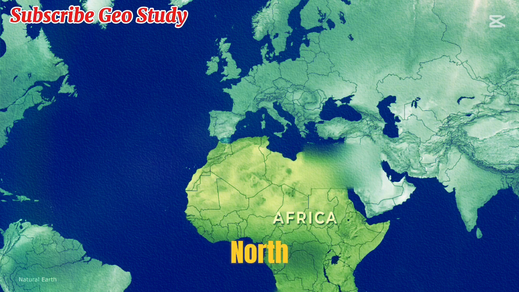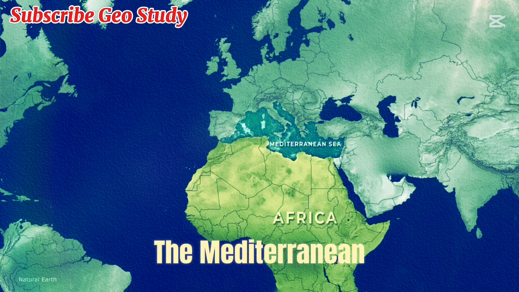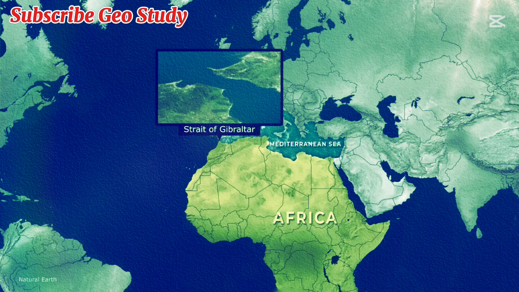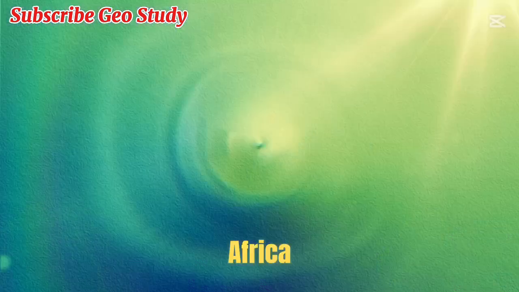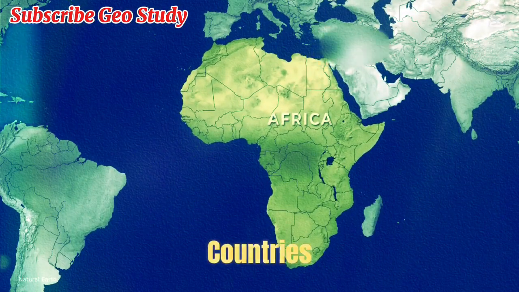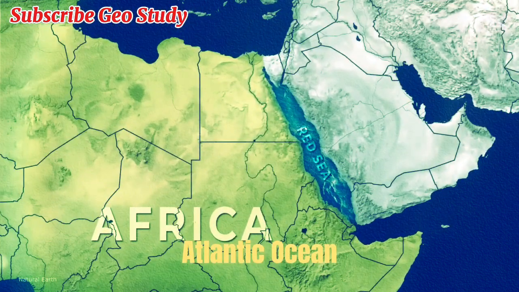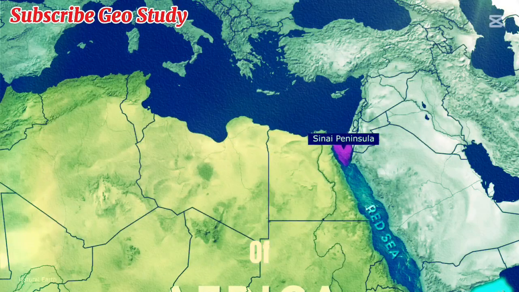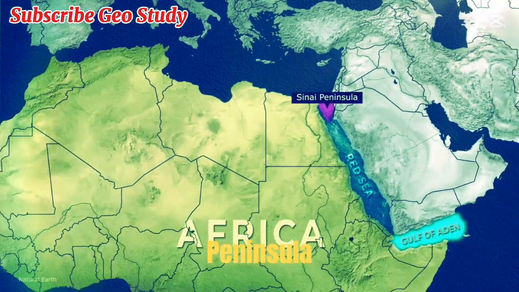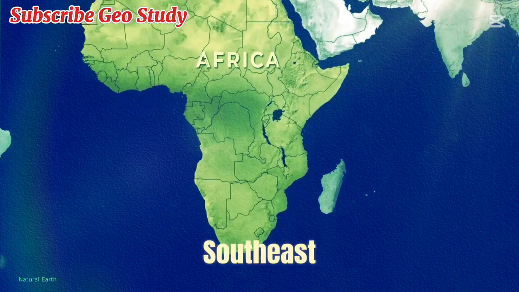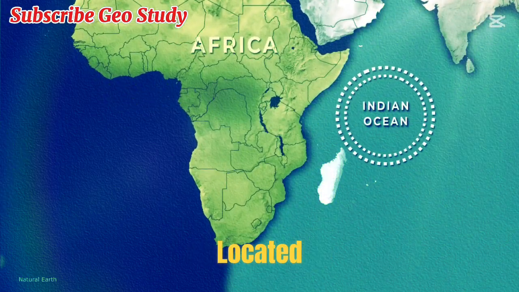At the extreme north of the African continent, you can see the Mediterranean Sea, and over there, you see the Strait of Gibraltar. It is through this strait that Africa is separated from the European countries. On its west and southwest, Africa is surrounded by the Atlantic Ocean, then Red Sea, Gulf of Aden, and the Sinai Peninsula. These separate Africa from Asia in the northeast. If we talk about the southeast, the Indian Ocean is located there.